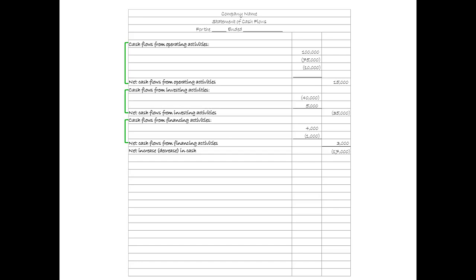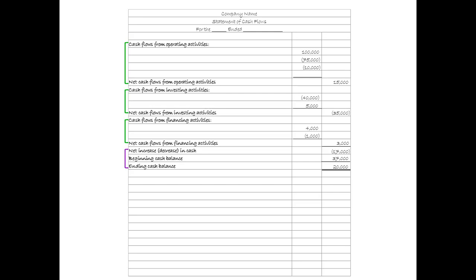Next, we need to prove that we have, in fact, accounted for every penny of cash that came in or went out during the accounting period. So we take the increase or decrease and add it to our beginning cash balance. Remember that when you add a negative, it's the same as subtracting. The result should be our ending cash balance. Beginning cash plus the increase or minus the decrease equals ending cash.